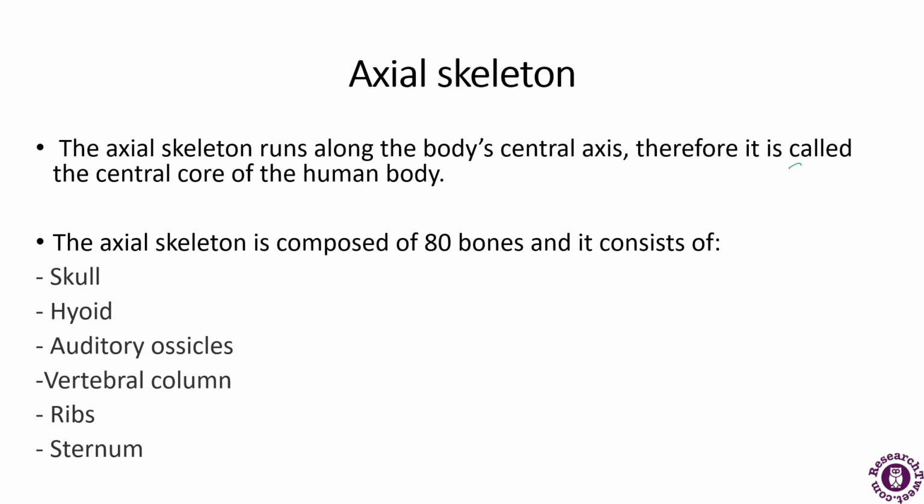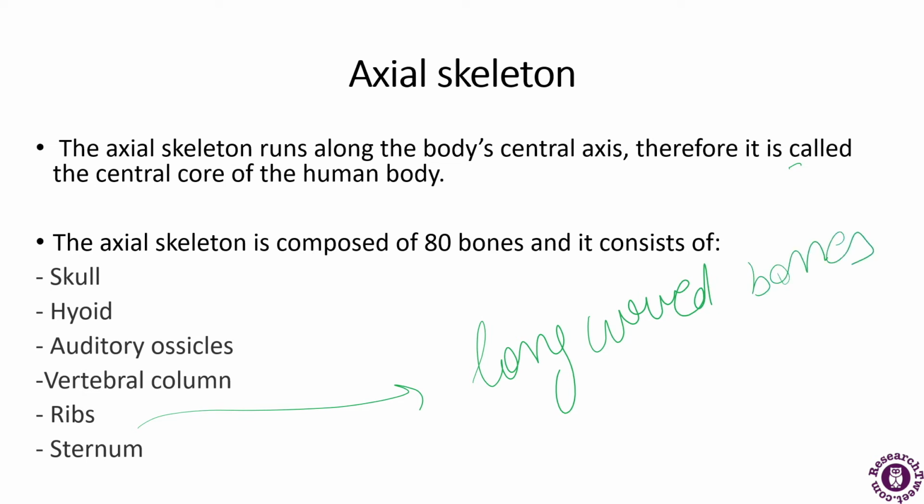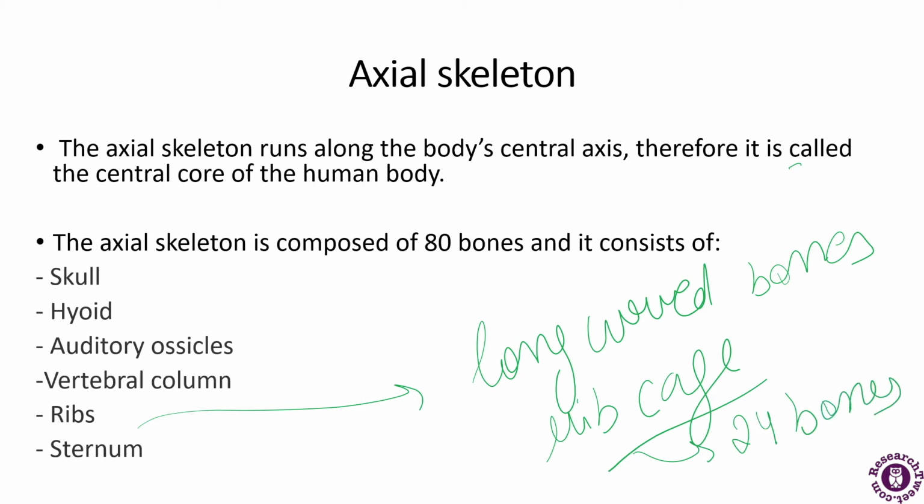Next is about the ribs. Ribs are long curved bones which constitute the rib cage. The rib cage further consists of 24 bones in 12 pairs, which forms the protective cage of the thorax.